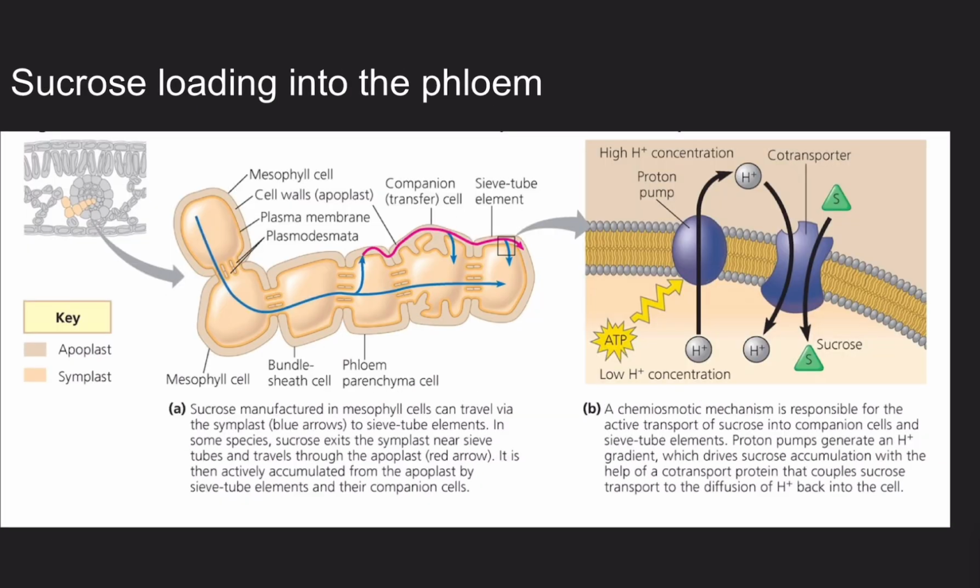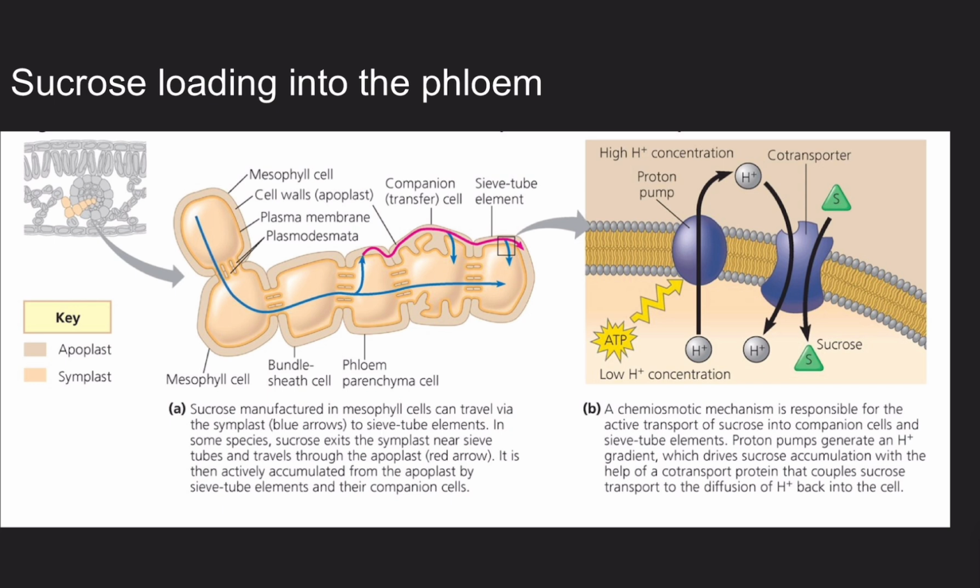Sucrose manufactured in mesophyll cells can travel via the symplast to sieve tube elements. In some species, sucrose can exit the symplast near sieve tubes and then travel through the apoplast, which is indicated by the red arrow. It is then actively accumulated from the apoplast by sieve tube elements and their companion cells. And then here, a chemiosmotic mechanism shows how the active transport of sucrose into companion cells and sieve tube elements functions at the molecular level.